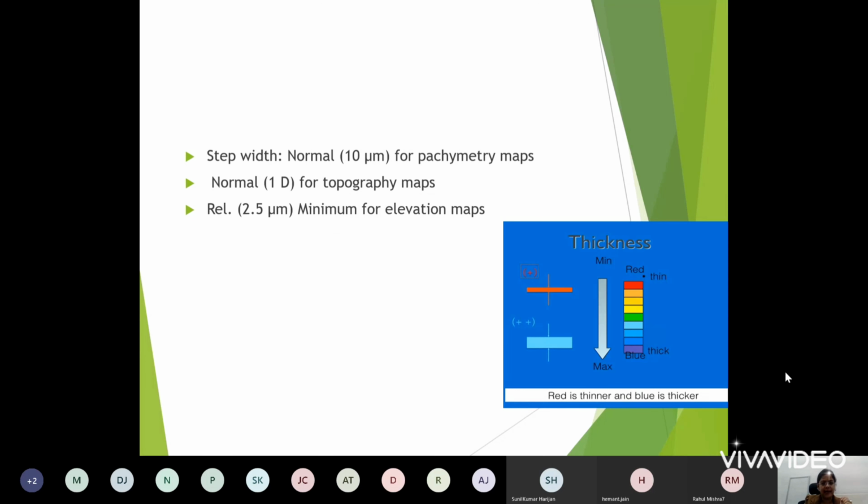Then every map has this scale where the warmer colors represent the points above the best fit sphere in case of elevation, and cooler colors represent the points below the best fit sphere. Even for pachymetry, it represents similarly. The warmer color has thinner corneas, whereas the blue or the cooler colors have thicker cornea. So always the step width, normal 10 micron should be taken for the pachymetric map, 1 diopter for the topographic map, and 2.5 micron for the elevation map.